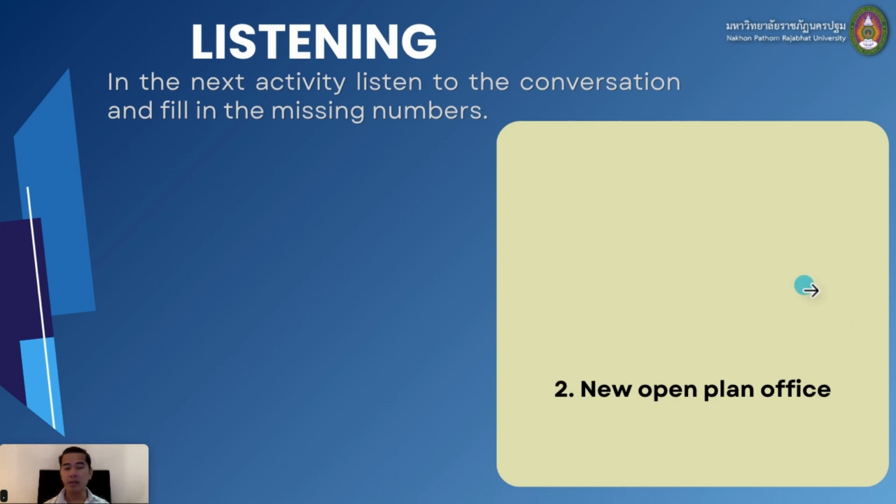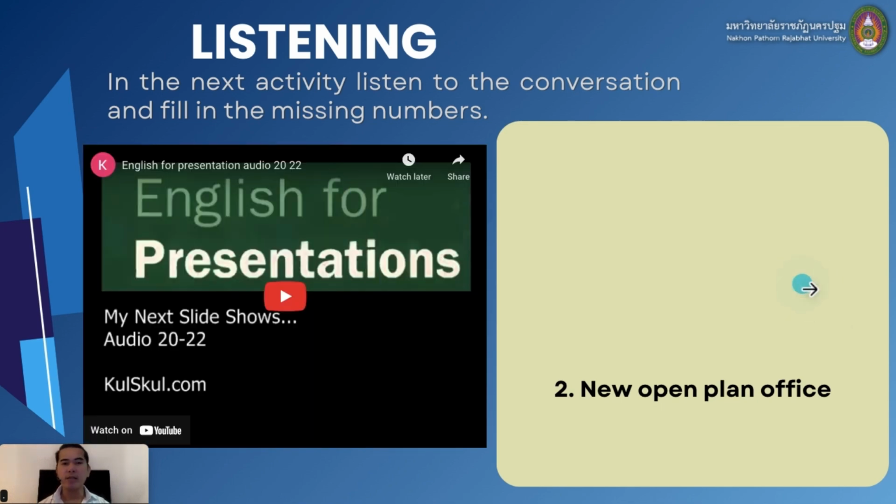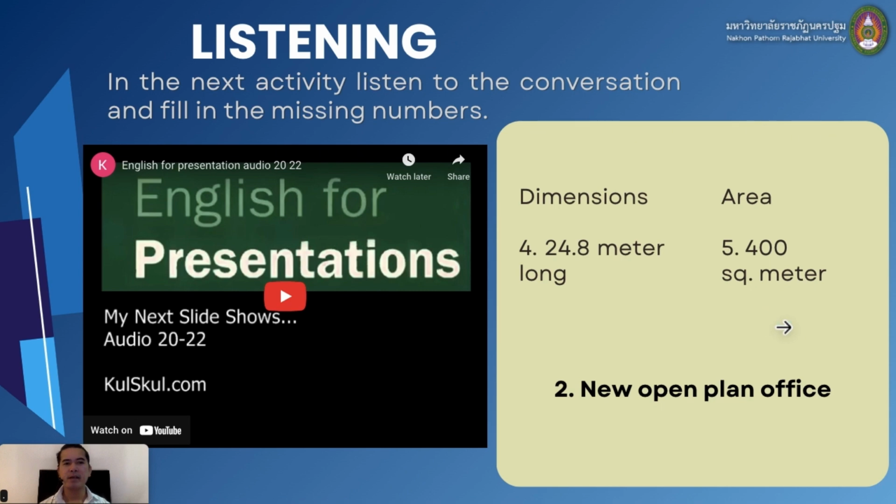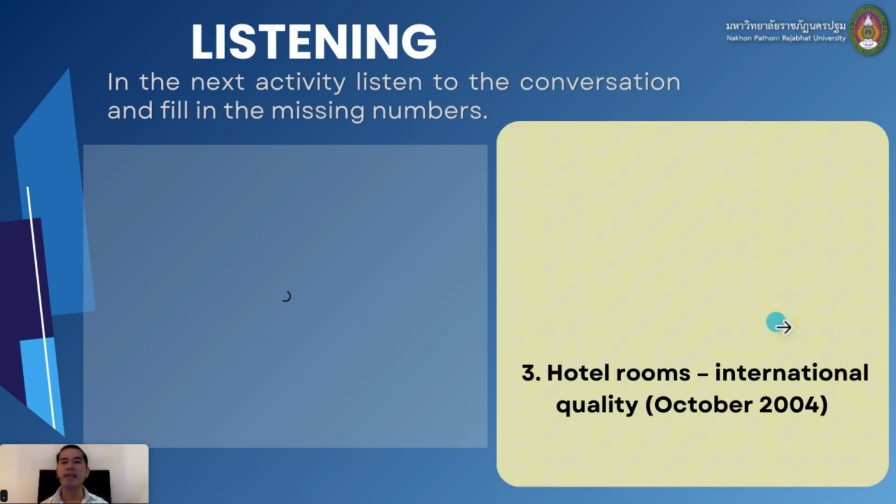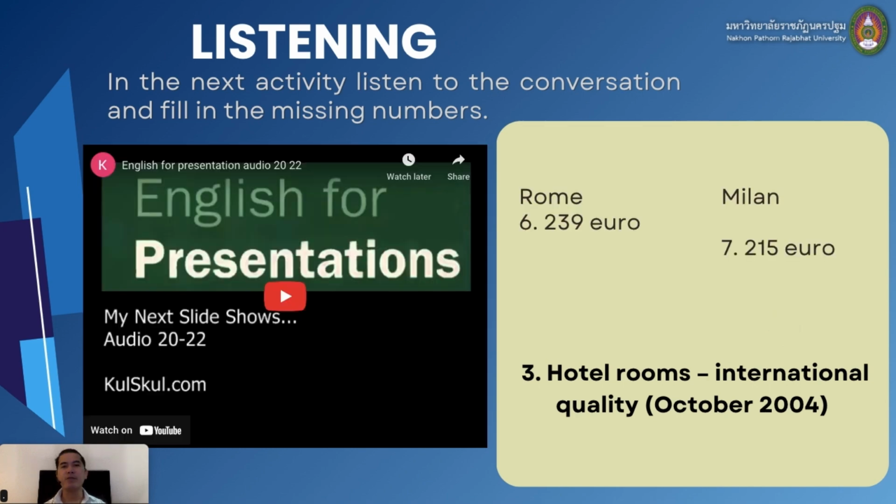Let's go now to the second point, number 2, the new open plan office. As you listened a while ago, the information there is this one. So the answer for number 4, for dimension, is 24.8 meters long. Okay, I think that's the end for the listening. Number 3, for hotel rooms, for the listening.